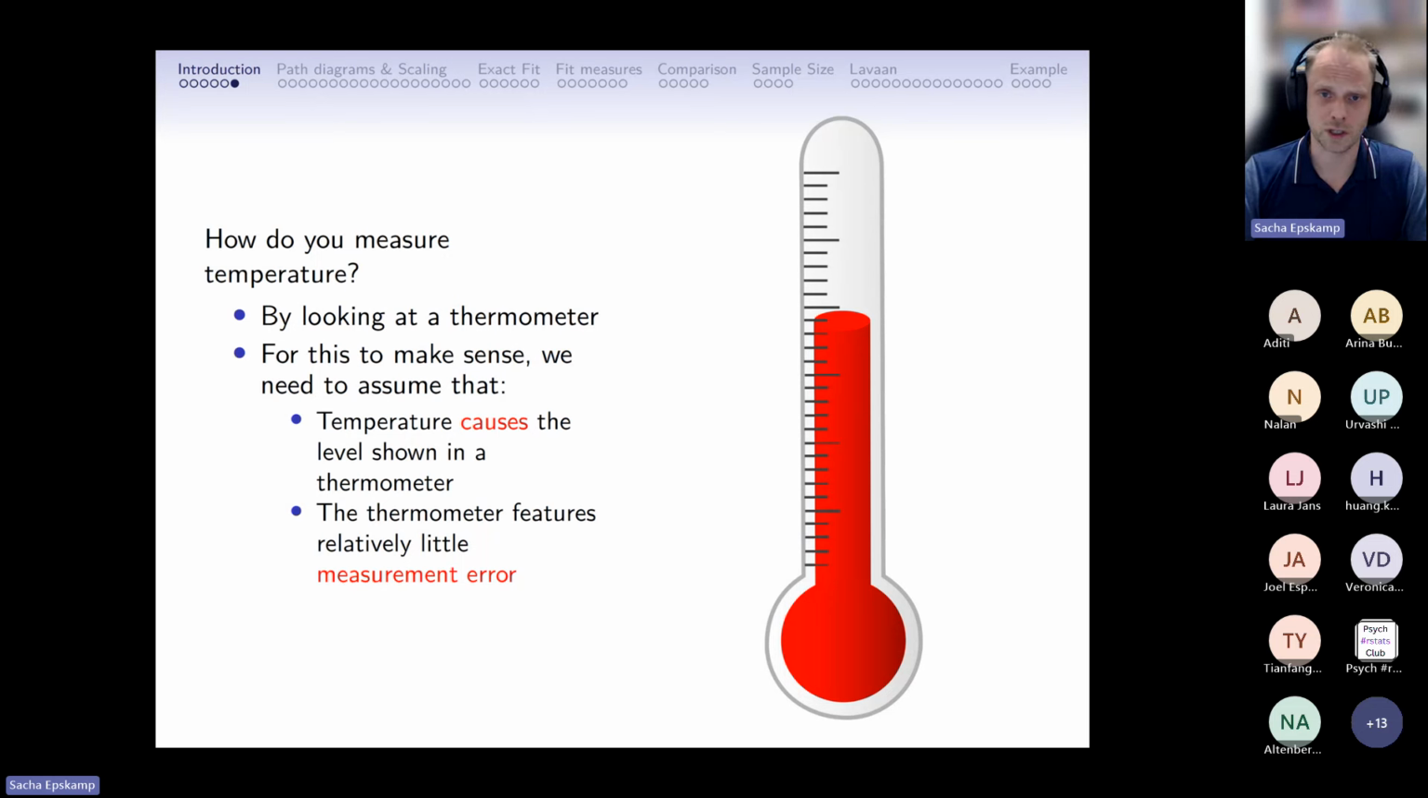Now this idea works because there is something called temperature, and we assume that temperature is causing the level of the thermometer. Now in this case, we understand quite well why that's the case, right? This is like quicksilver or something like that. It expands. There's a reason why it works, right? So we don't have to assume, but still, we can measure temperature with a thermometer because we know that temperature is causing the variation on this thermometer. So we know that that's caused, and we know that the thermometer is relatively precise. There's not that much measurement error. So because of that, we can use it to measure temperature.